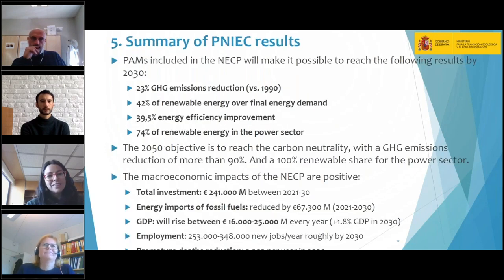And to finish this presentation, I would like to summarize the results of the National Energy and Climate Plan. As I have mentioned before, it's a reduction of 23% of the greenhouse gas emissions versus 1990, 42% of renewable energy over final energy demand, 39.5% of energy efficiency improvement, and also 74% of renewable energy in the power sector.